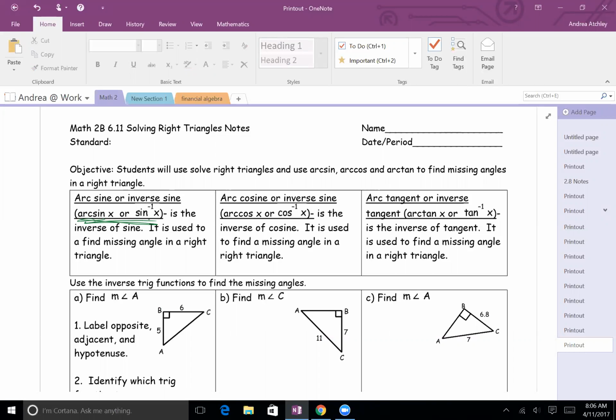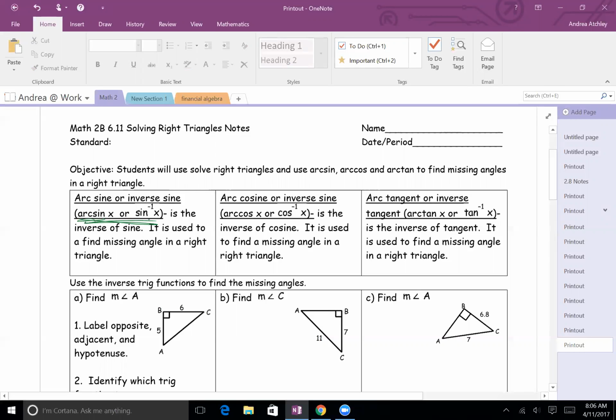Some calculators will have arc sine. Some will have sine to the -1 x, which is called the inverse sine. But they both do the same thing. It's the inverse of sine. It is used to find missing angles in a right triangle. So if you're trying to find the angle instead of the side, you have to use inverse sine.